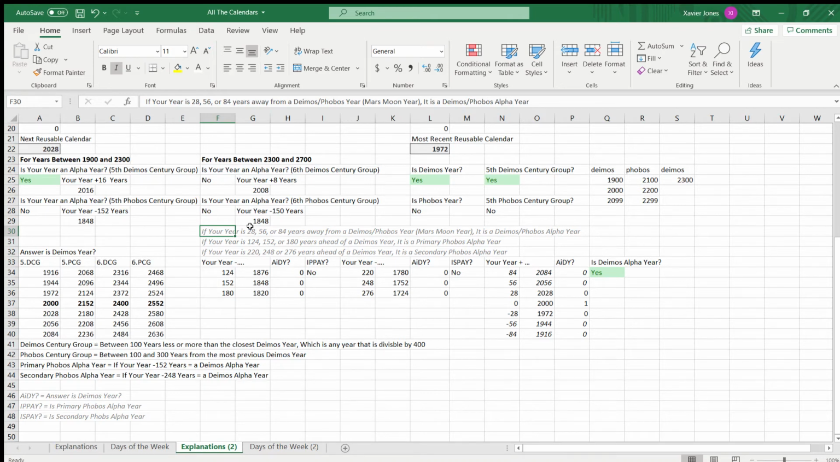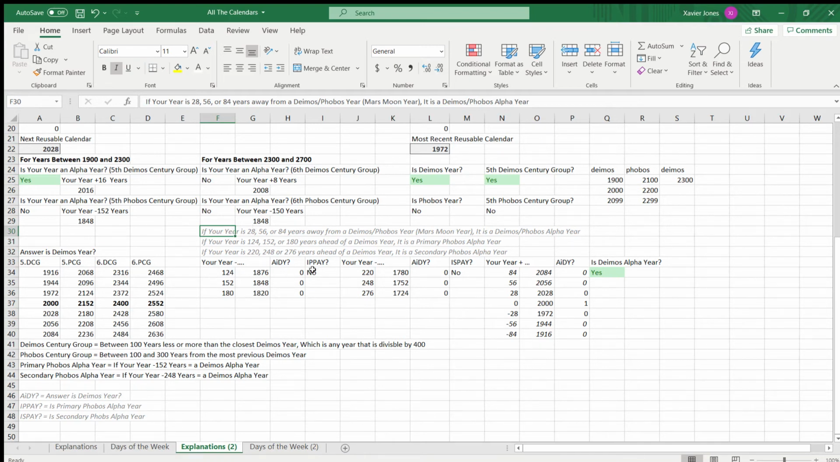As far as the alpha years go, it's the same deal. It's 28, 56, or 84 years away. But that being said, it doesn't actually quite work that well, and it is only 28 years away, because once you get to 56 years, then you start to go over into different century groups, and you don't want to do that because the century groups have to be individually split.